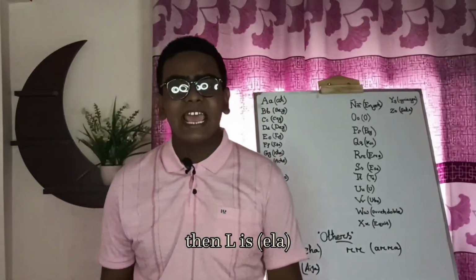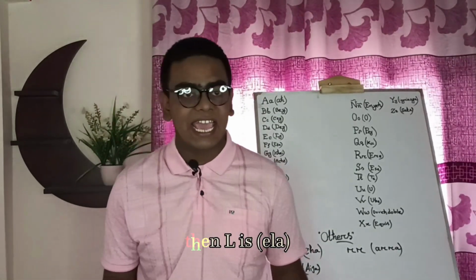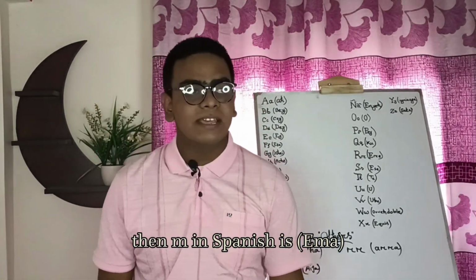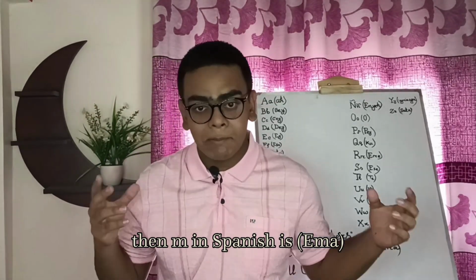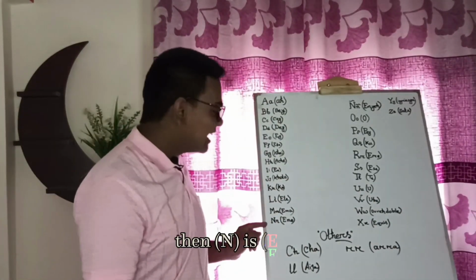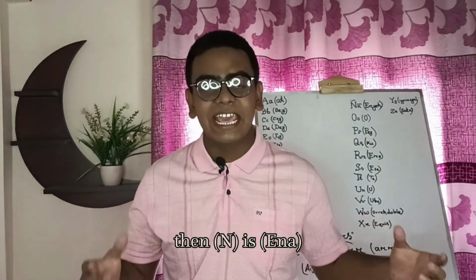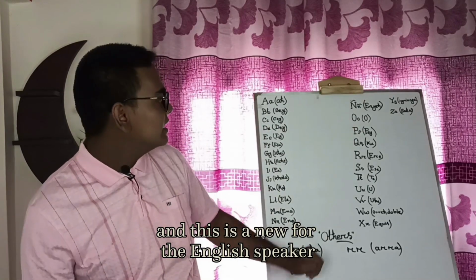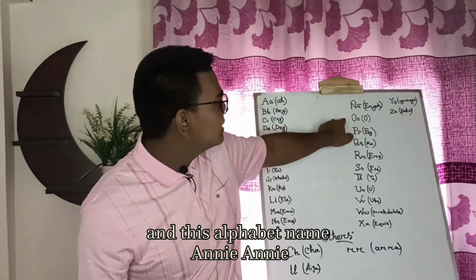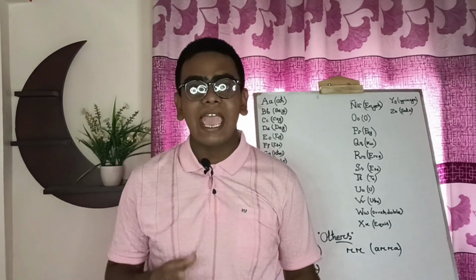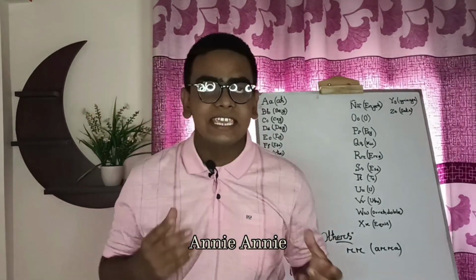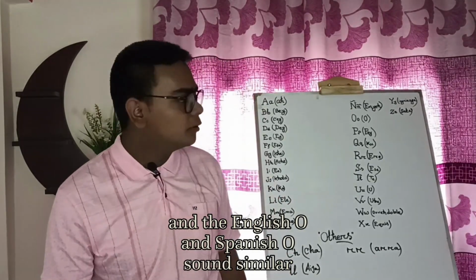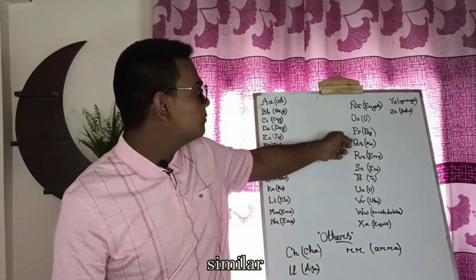Then L is L. Then M in Spanish is M. Then N is N. And this is new for the English speaker, and this alphabet's name is Ñ. And then is O, and English O and Spanish O sound similar.